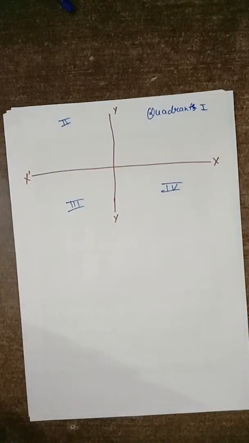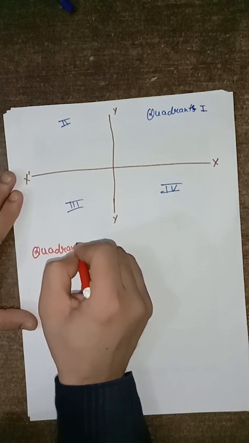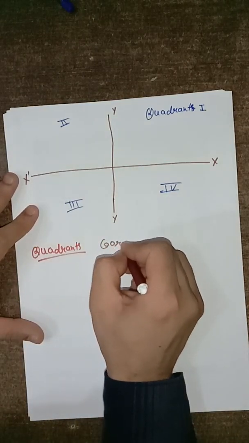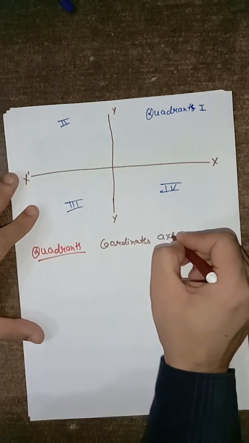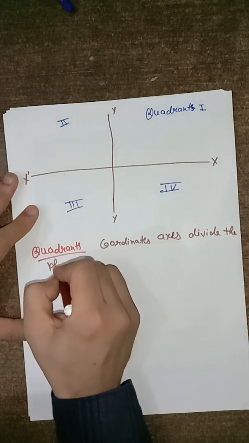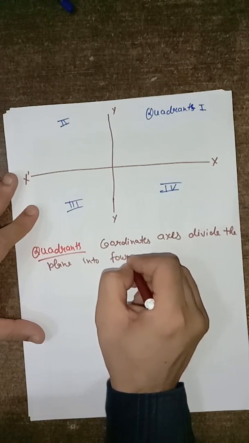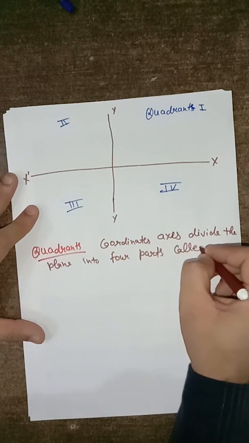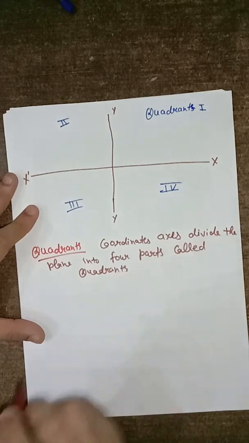So what is the definition of quadrant? Coordinate axes divide the plane into four parts called quadrants, and we have four quadrants.